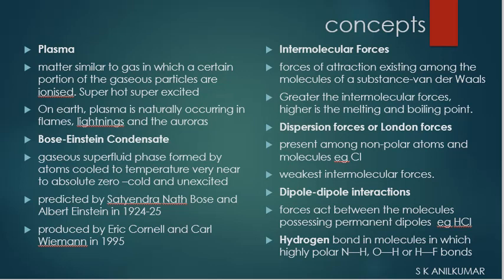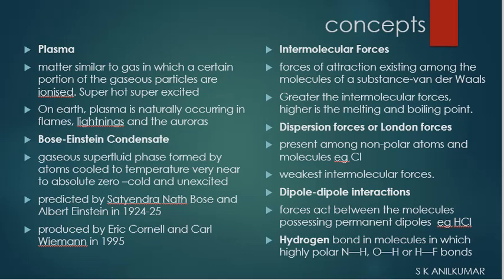It is called Bose-Einstein because the name is given to give due respect to Satyendranath Bose and Albert Einstein, who were instrumental in identifying and discovering this particular thing, Bose-Einstein condensate. This is a gaseous superfluid phase formed by atoms cooled to temperature very near to absolute zero. Now, when it is super hot and excited, it is plasma. When it is super cool and unexcited, it is called Bose-Einstein.